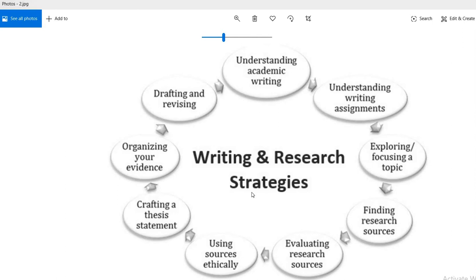Well, we have some strategies for writing as well. Understanding academic writing, how to write academically. Understanding writing assignments. Exploring, focusing on a topic. Finding research sources. Evaluating research sources. Using sources ethically. Crafting a thesis statement. Organizing your evidence, and drafting and revising. This is what we call academic writing.